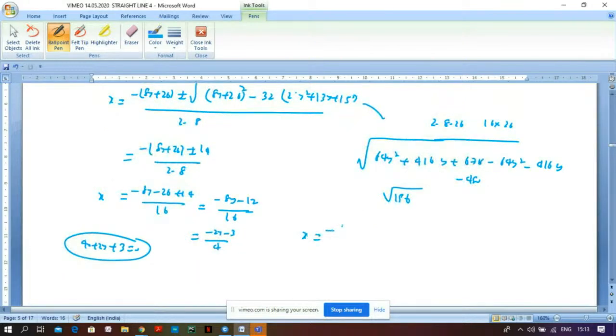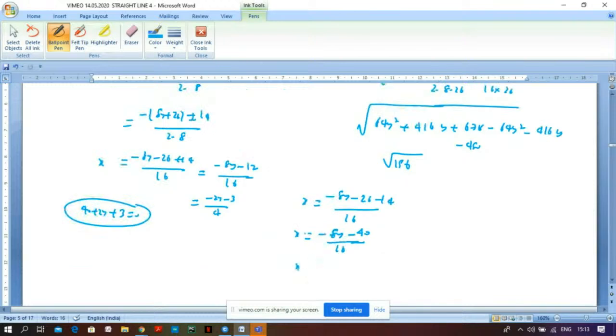And the other line is by taking the negative. So I can take x as negative (8y plus 26), and minus 14, over 16 again. So this is negative 8y, and negative 40 over 16. I can take 8 out this time, so negative of 8, so minus y and minus 5. And so I can get 2x plus y plus 5 equals 0.